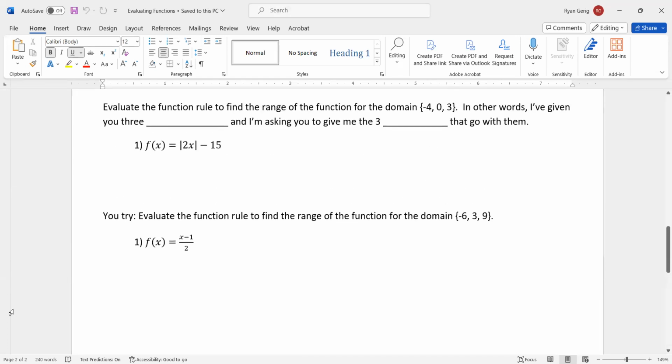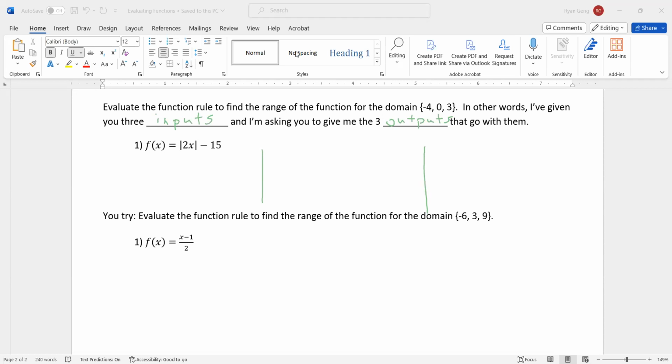Evaluate the function rule to find the range of the function for the domain -4, 0, and 3. In other words, I've given you 3 inputs, or x values, and I'm asking you to give me the 3 outputs, or y values, that go with them. So we have to basically do this 3 times. Here we'll split it up.